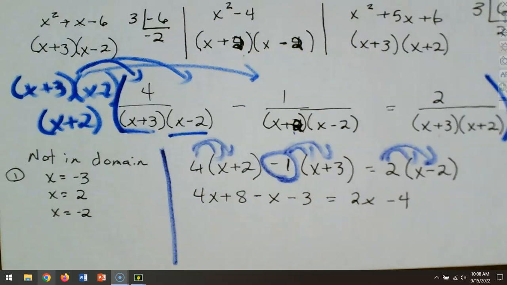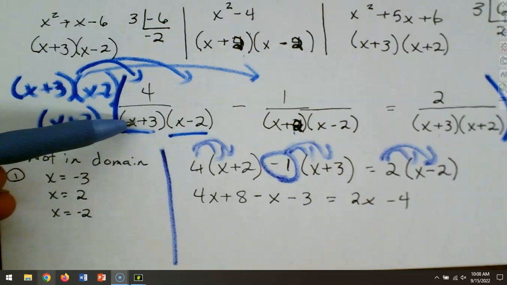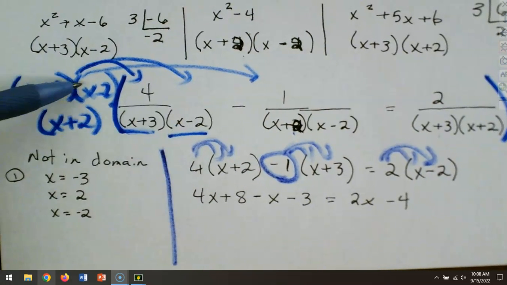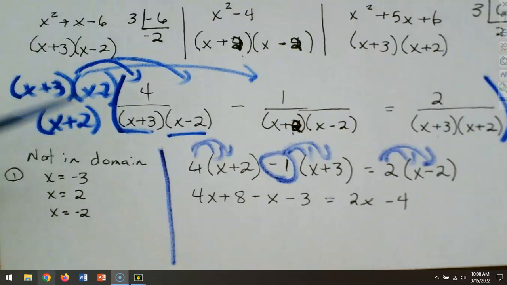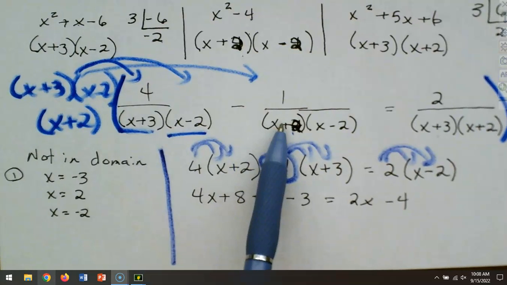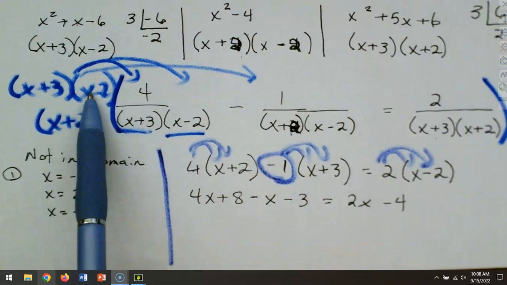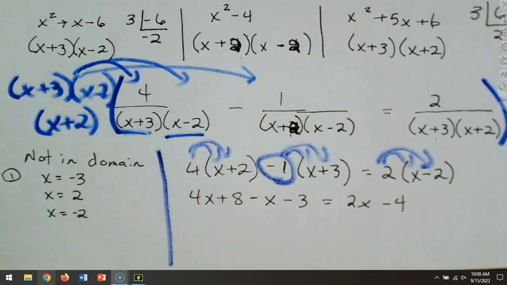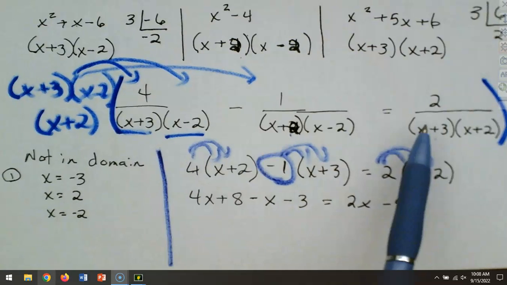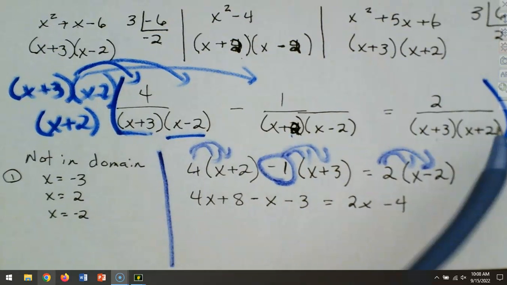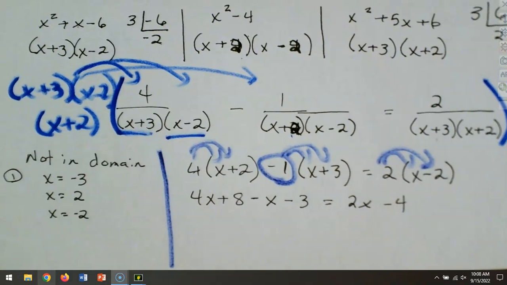What we do is we figure out what numbers are not in the domain. Then we clear our fractions. This is how we cleared our fractions. We looked at it as a whole, and we figured out what we needed. So we need to get rid of this one, x plus 3, x minus 2. So that's there. This one, the x plus 2, we have to add that in. The x minus 2 is already here, so that's taken care of. On the last piece, the x plus 3 is taken care of. The x plus 2 is taken care of.